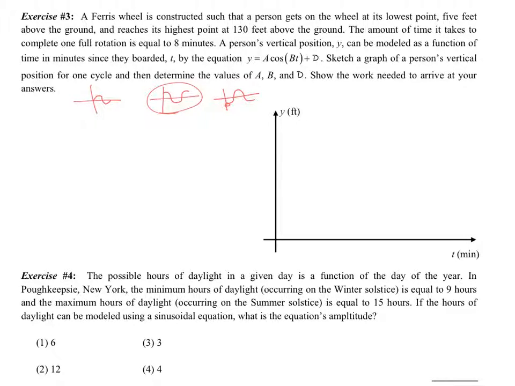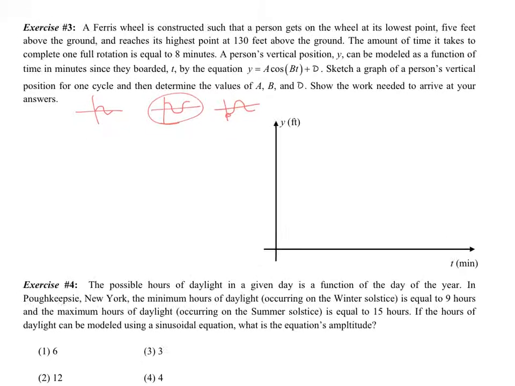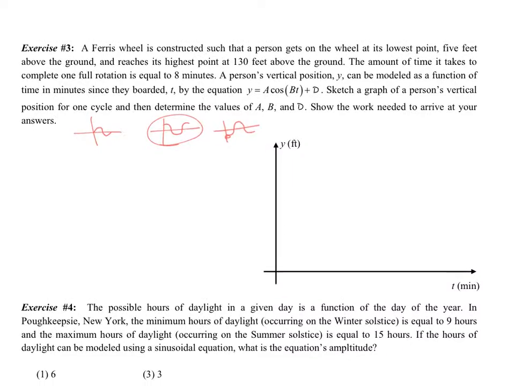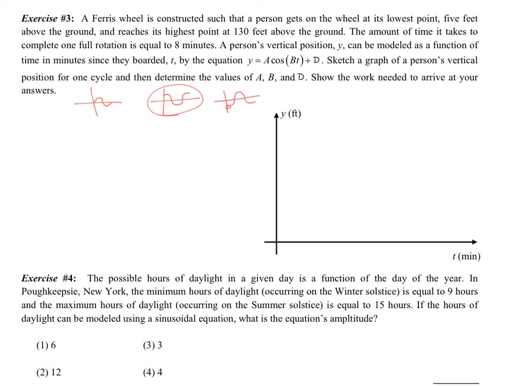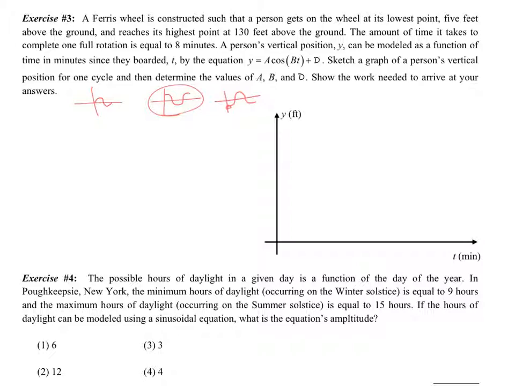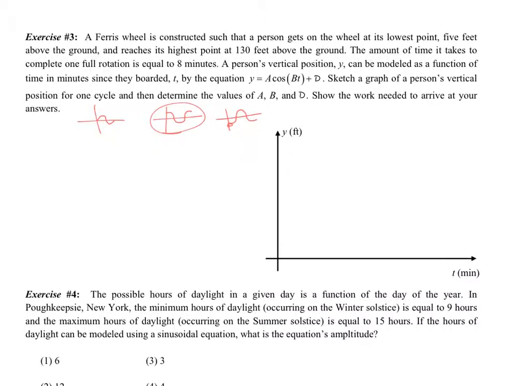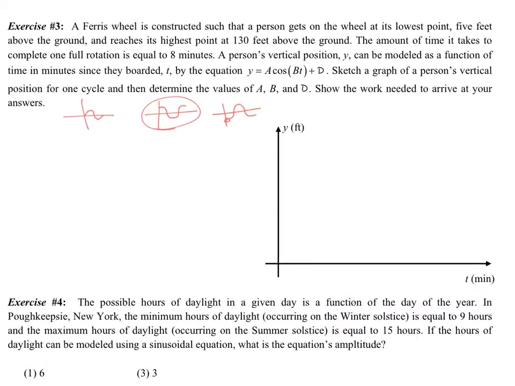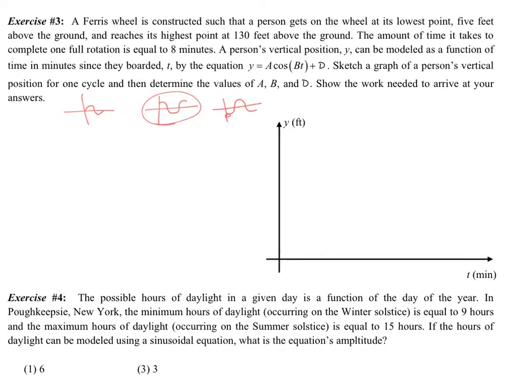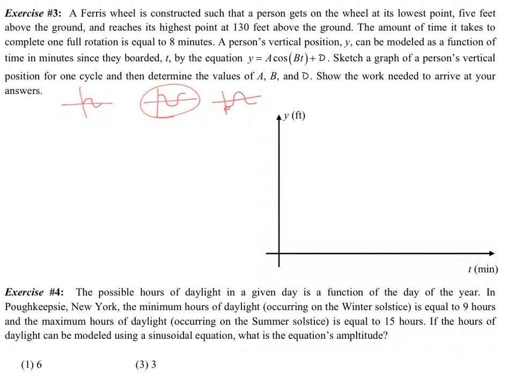It reaches its highest point at 130 feet above the ground, and they've told us that the low point is 5 feet above the ground. The amount of time that it takes to complete one full rotation is equal to 8 minutes. A person's vertical position y can be modeled as a function of time in minutes since they boarded t by the equation, and there we go, we see the cosine function. So what they want us to do is to sketch a graph of the person's vertical position for just one cycle, so that's important too. We only want to see one full cycle.